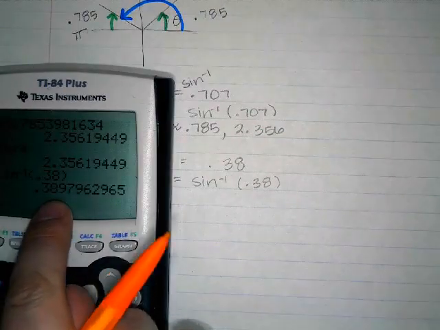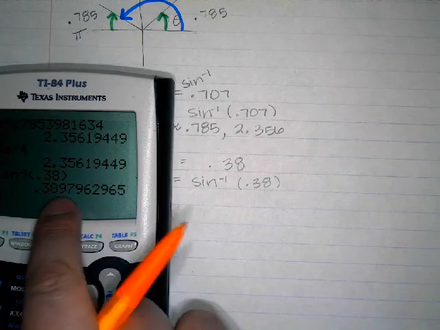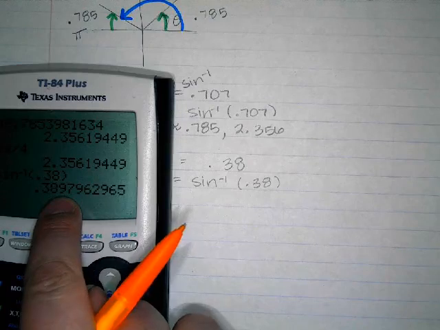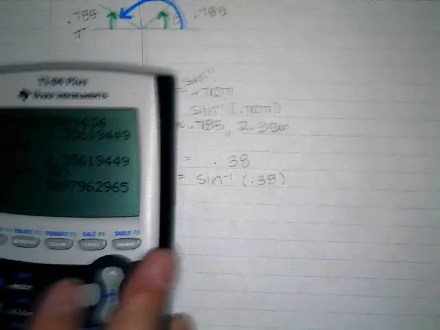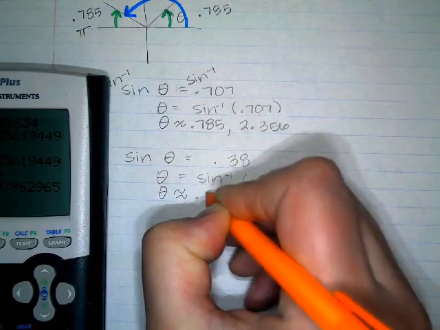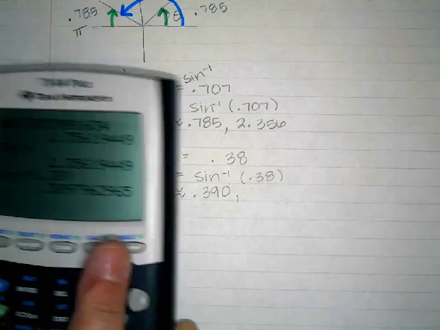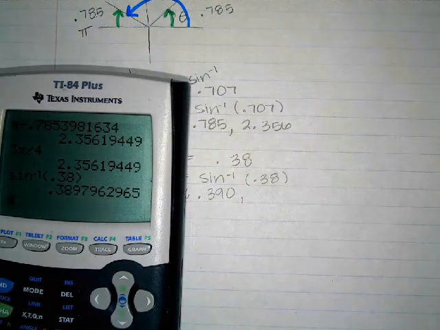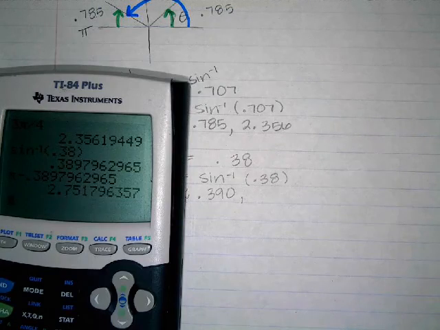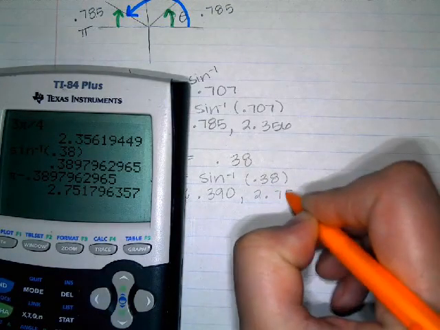So if 89 is followed by a 7, how do I round that? I rounded up to 90, so I'm going to say my first answer is 0.390, and then how do I find my second answer? I'm going to do pi minus the answer I just got. 2.752, and I'm going to write in my notes that this is pi minus 0.390.